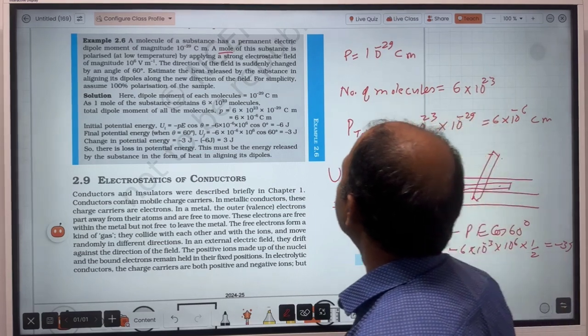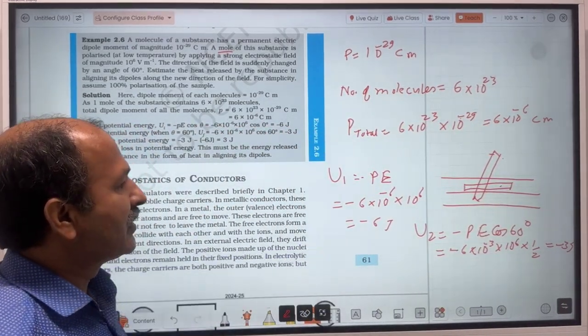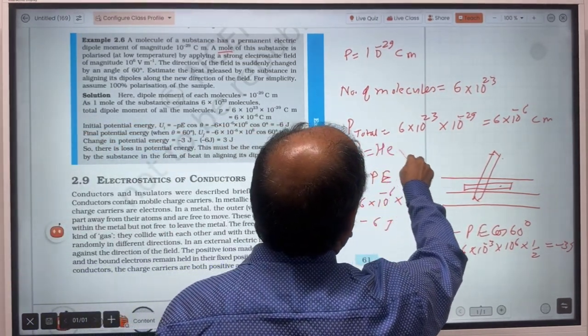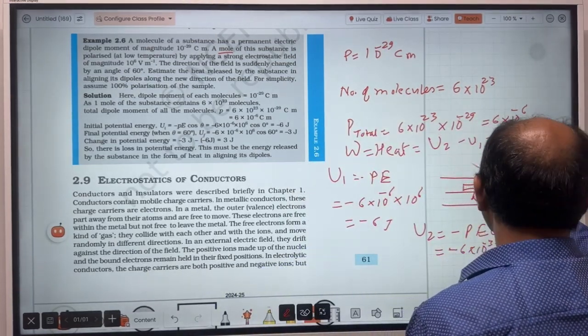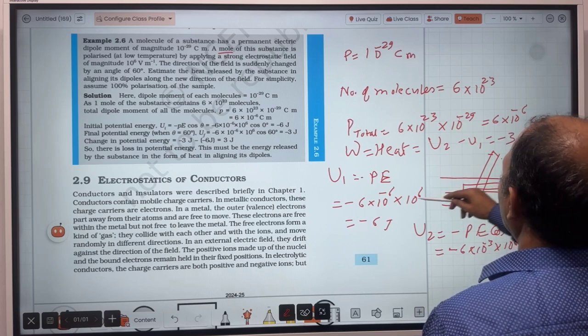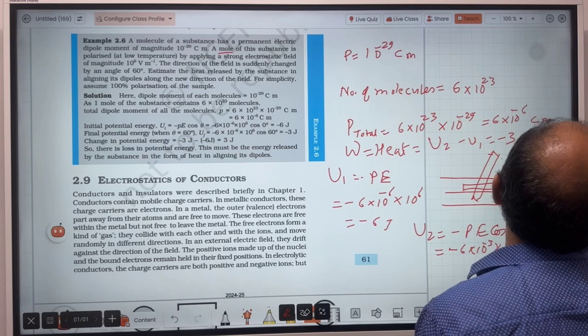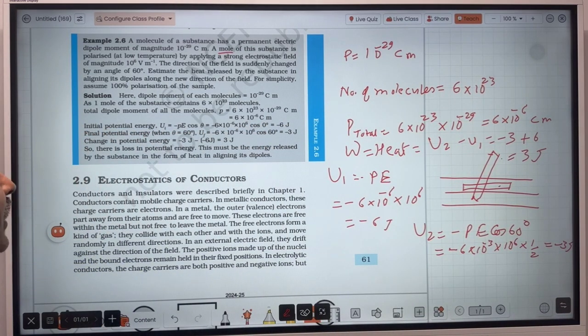So the difference of the two: you can evaluate final potential energy minus initial potential energy. That will be the work done, or heat, you can say. So heat equals U2 minus U1. U2 is minus 3 and U1 is minus 6, so plus 6 will give 3 joule. So there is a loss in potential energy, and this must be the energy released by the substance in the form of heat in aligning its dipole.